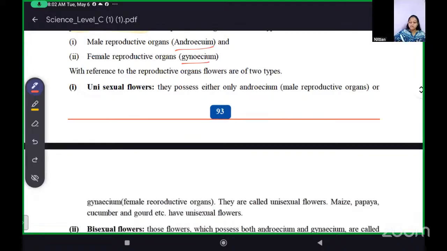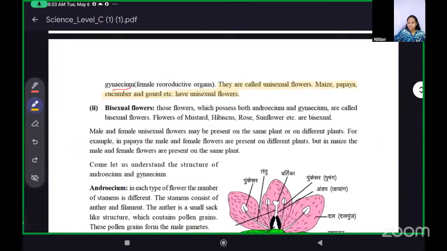One is called unisexual flowers. They possess either only androecium or gynoecium, means they will have only male reproductive organs or only female reproductive organs. For example, maize, papaya, cucumber, and gourd. Then we have bisexual flowers. These flowers have both androecium and gynoecium, both male and female reproductive organs. Flowers of mustard, hibiscus, rose, sunflower, etc.